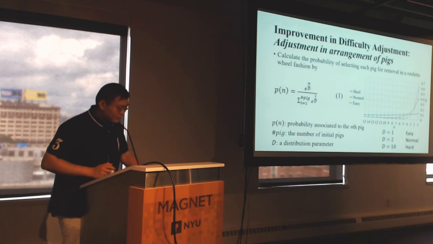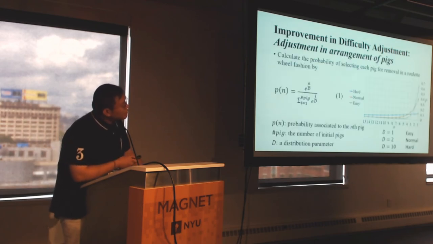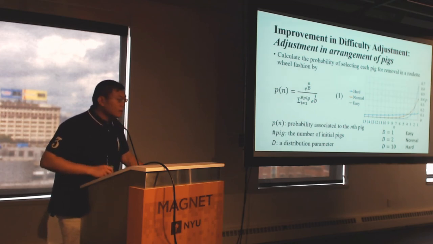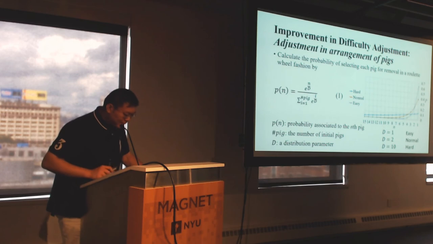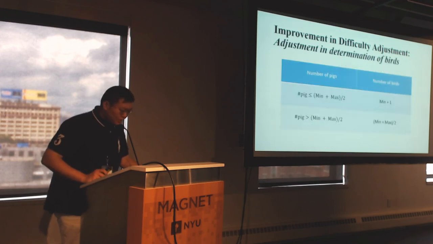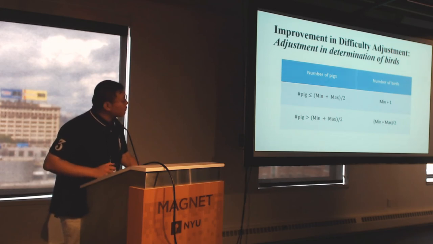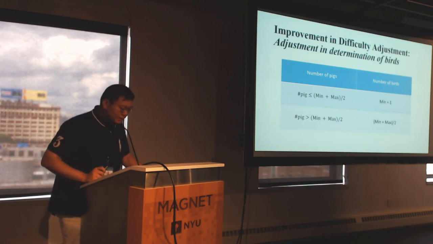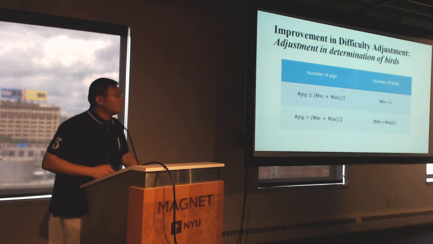In particular, for the easy setting, because further peaks are more difficult to shoot, they are removed with a higher probability. Here are our new heuristics for determining the number of birds according to the number of peaks. In most cases, the number of birds is less than the number of peaks in order to increase the challenge level.